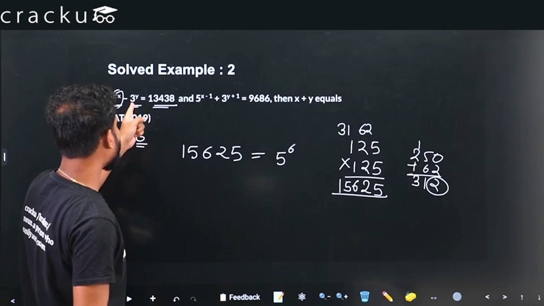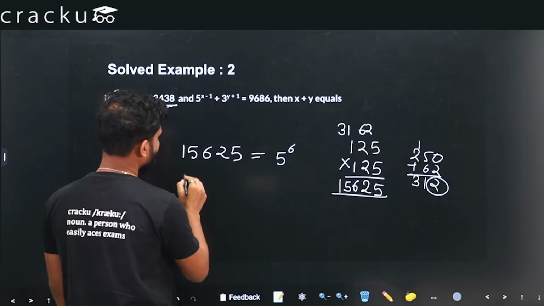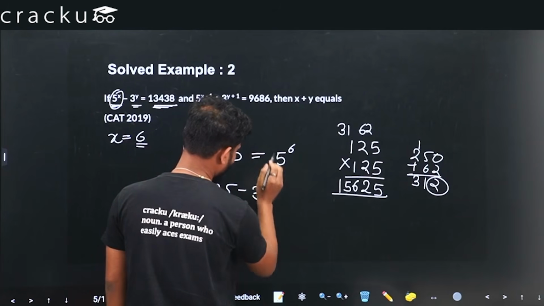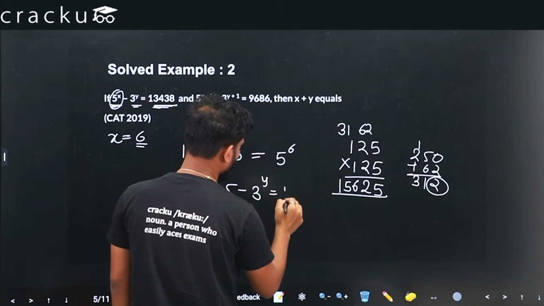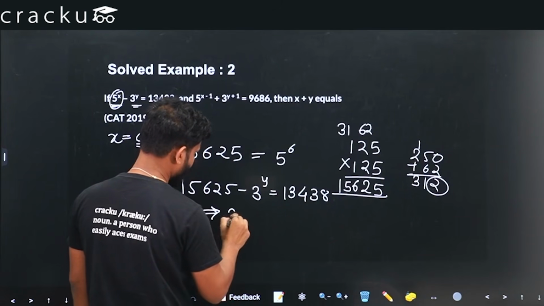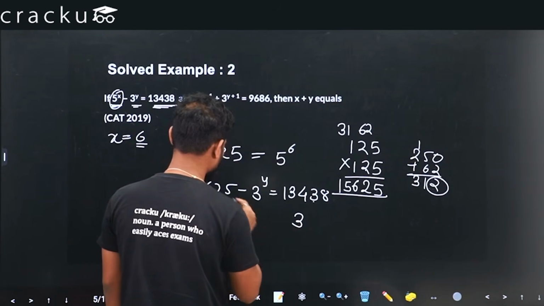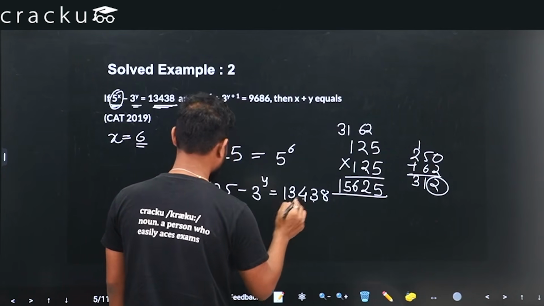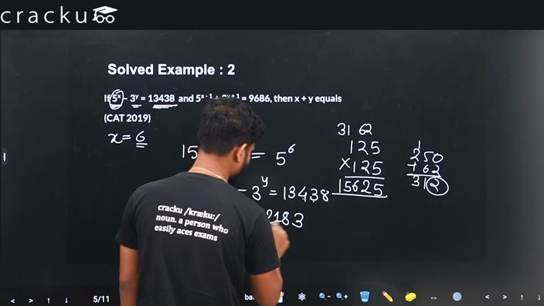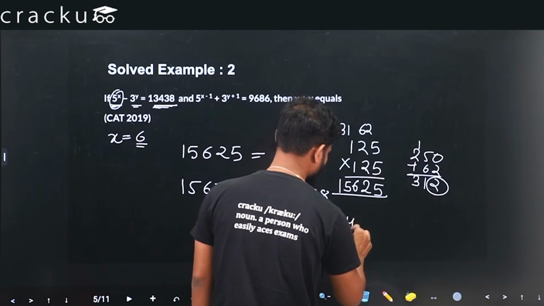What is the nearest power which when subtracted from this one gives me 13438? So 15625 minus 3 raised to y is equal to 13438. This gives 3 raised to y is equal to 2187. It means that y is equal to 7.